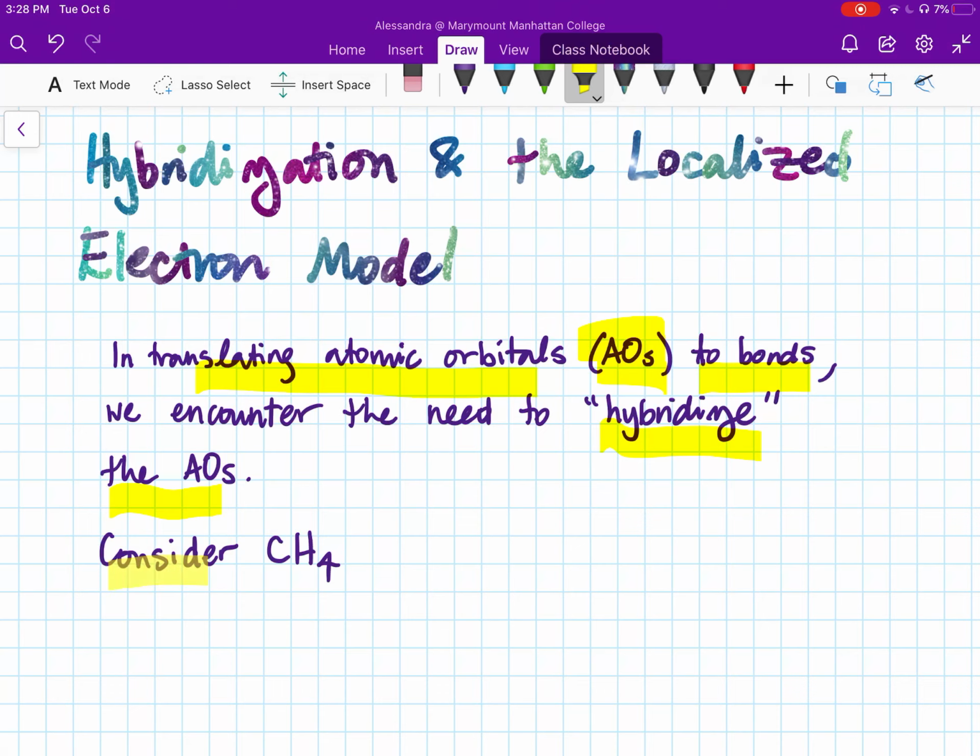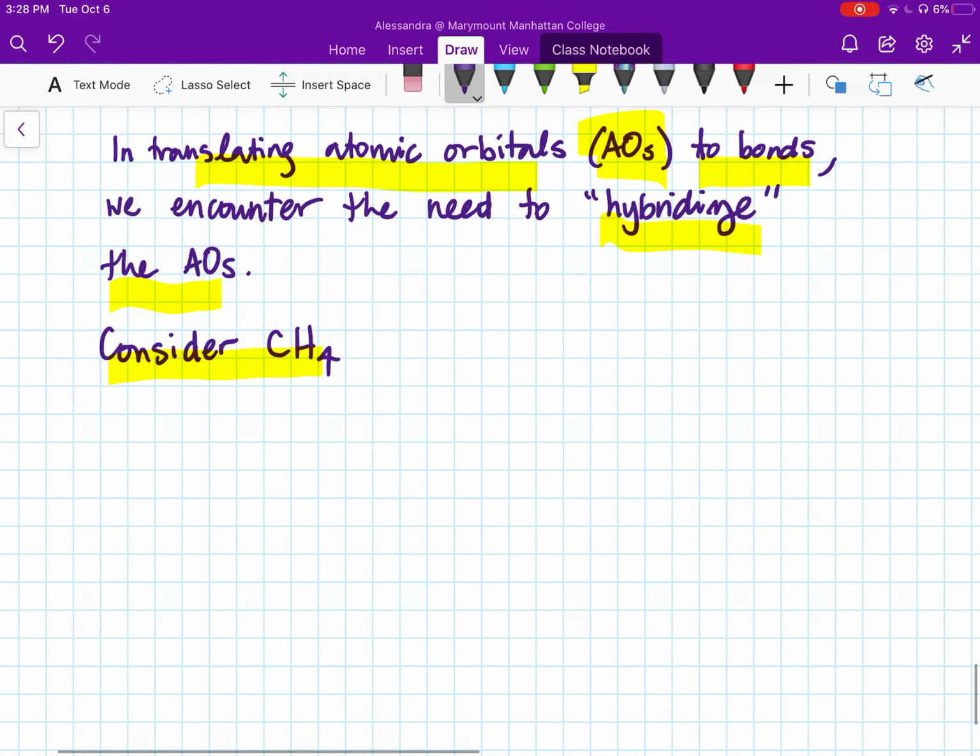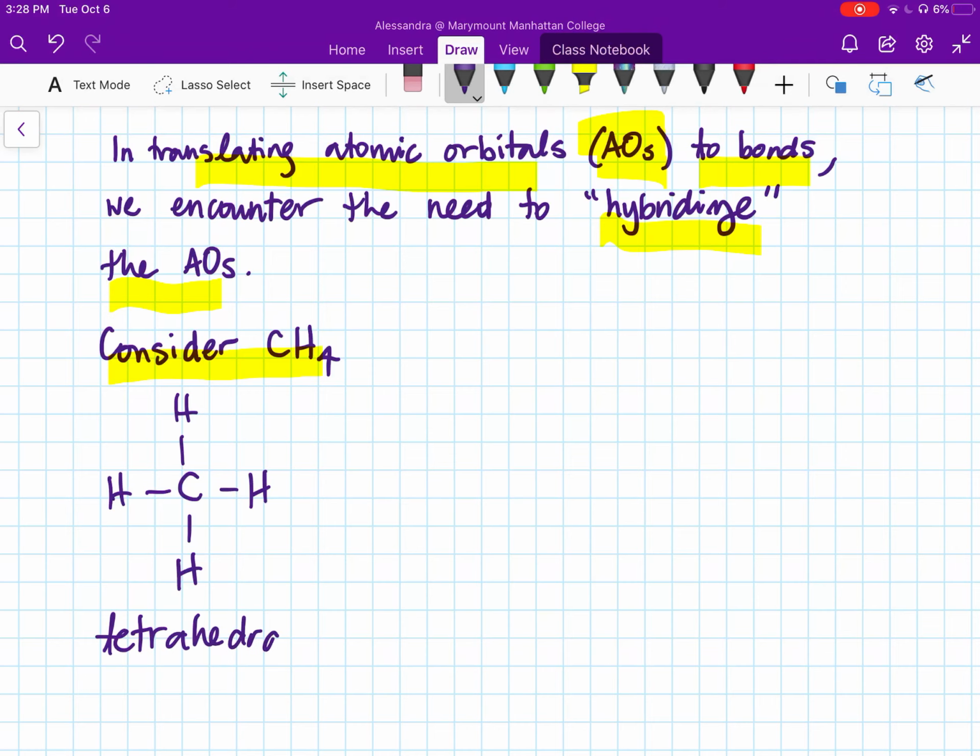So I would like us to begin by just considering methane, also known as CH4. So let's think about what we know about methane. We can draw its Lewis structure. So we have carbon bonded to four hydrogens. We know that its geometry is a perfect tetrahedral geometry with 109.5 degree bond angles for all of the hydrogen-carbon-hydrogen bond angles. So we know what it looks like. We know that it's this perfect tetrahedron. It's going to be a nonpolar molecule.